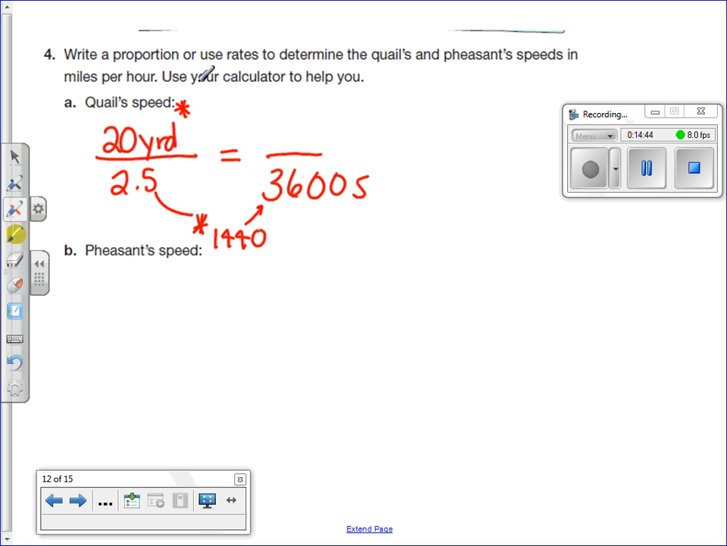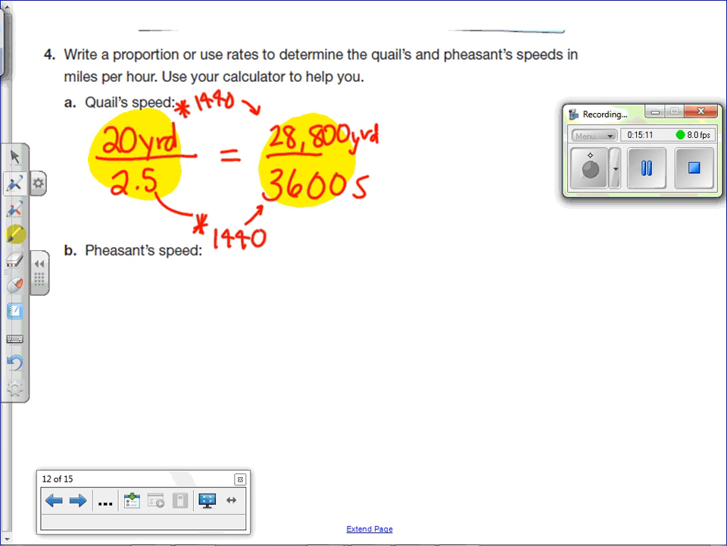Then I have to do the same with my numerators. So if I take 1,440 and multiply by 20, that would give me a total of 28,800. So these two create a proportion because they are equivalent fractions.